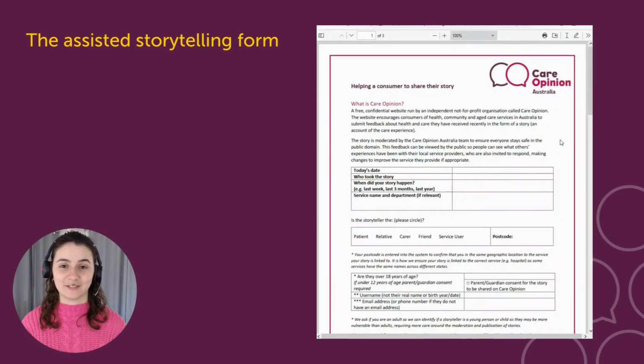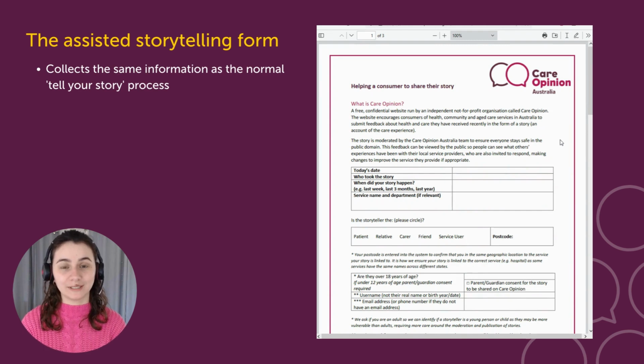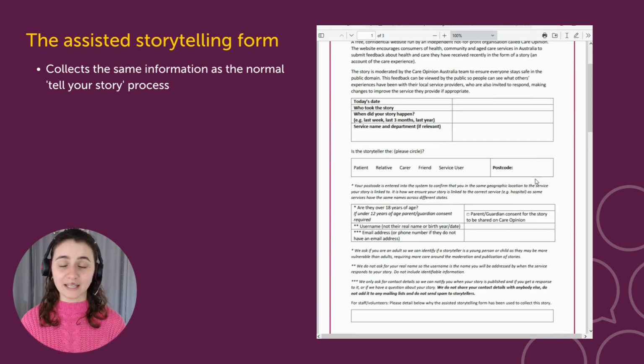So here we have the assisted storytelling form. I'm going to briefly go through this. The first page is collecting the information that we would normally collect through the Tell Your Story process. So it is important that all of these fields are filled out. This is where we're looking for information like where the story happened, when it happened, how the storyteller is related to the story, whether they're the patient or a family member, just checking that they're over 18, and also that we have a contact for them, whether that be an email address or phone number, so we can get in contact with them regarding their story.